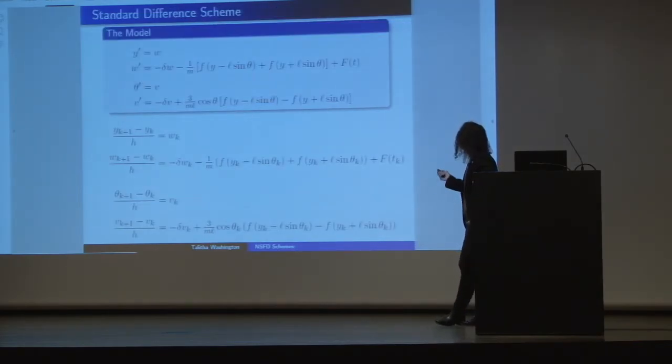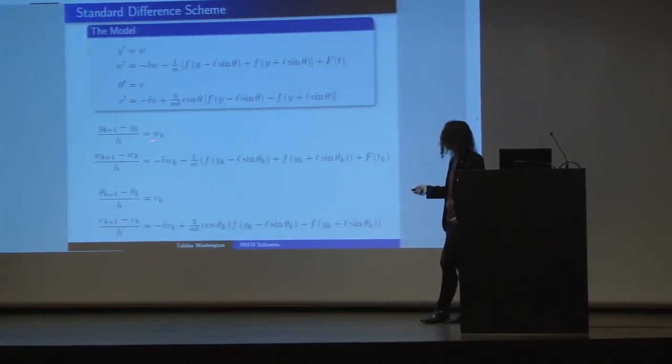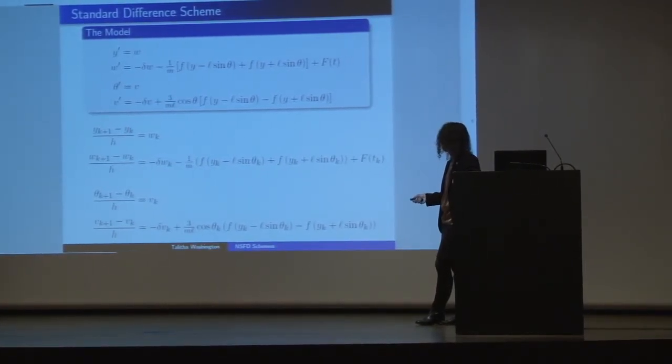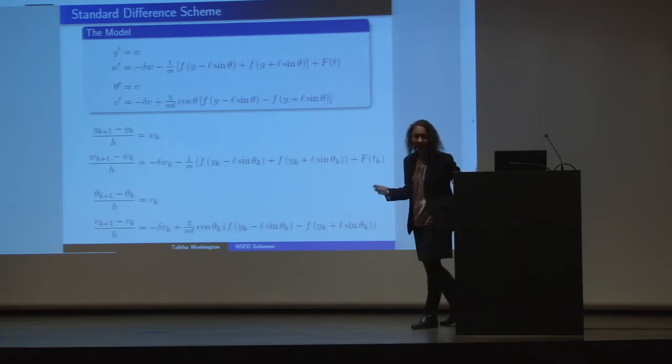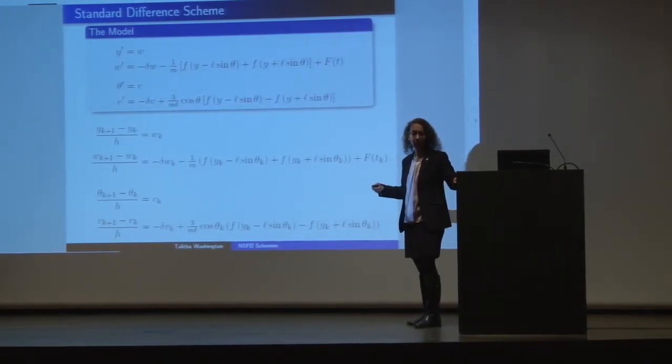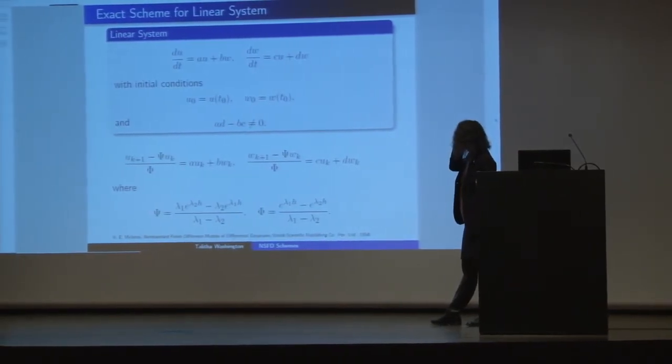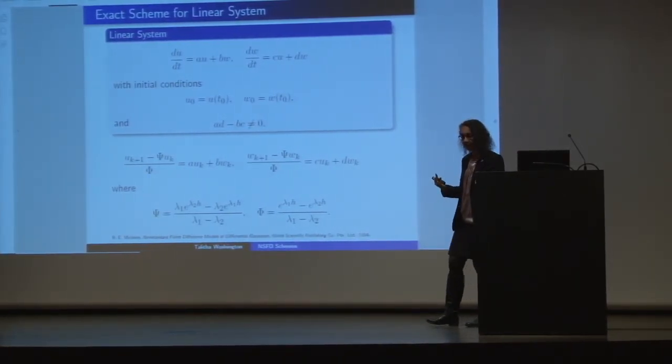Now, if we were to discretize this in the standard way, you just Euler your heart away. You do y sub k plus 1 minus y sub k over h, similarly for the rest, and then toss in your y sub k's, theta sub k's, w sub k's. Everything sub k is on the right-hand side. That's the standard Euler. But what if we wanted to do the non-standard way?